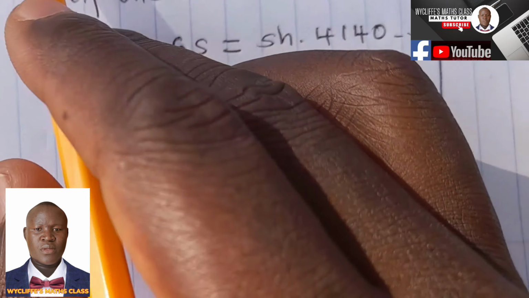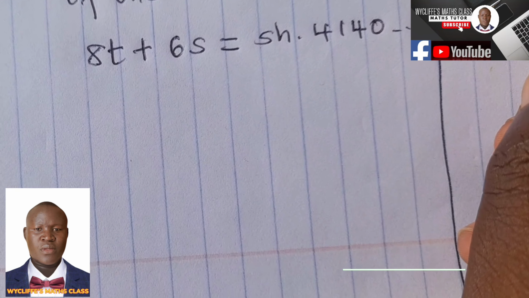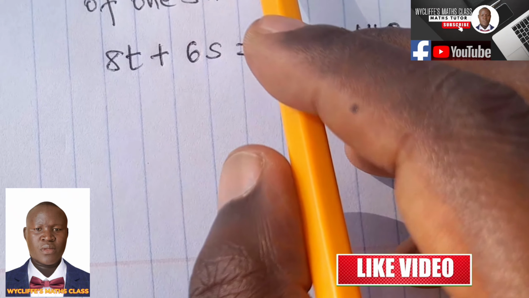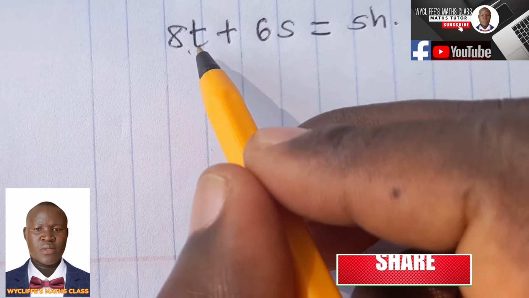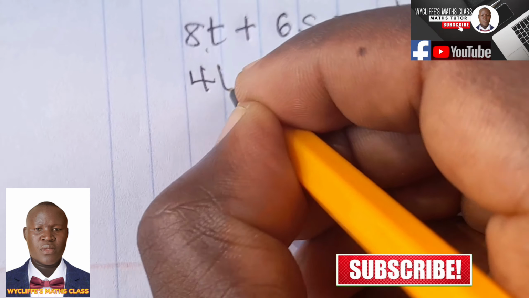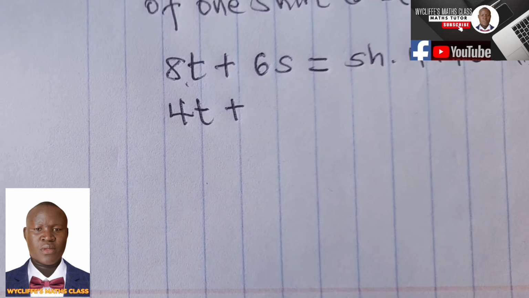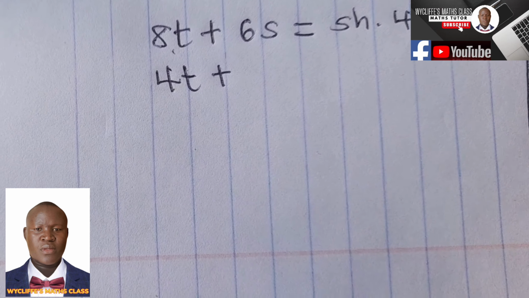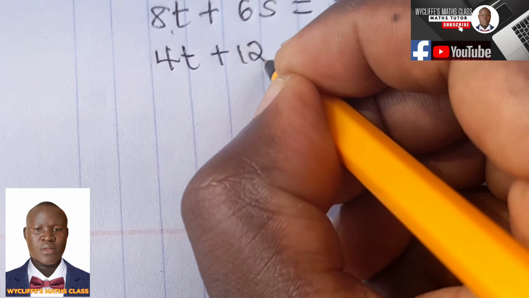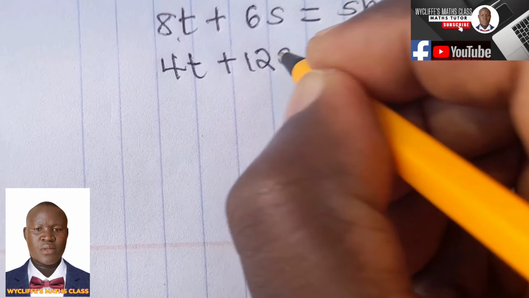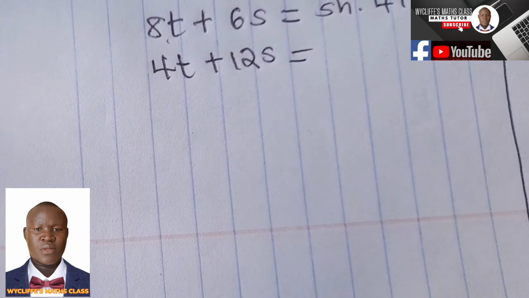The second equation will be, had he bought twice as many shirts and half as many trousers? In the first part, he bought 8 trousers. So half the trousers means 4T plus twice as many shirts. In the first part, he bought 6 shirts. So twice shirts will be 12 shirts, of which now it will be 12S. Remember, all the equations are expressed in terms of shillings.